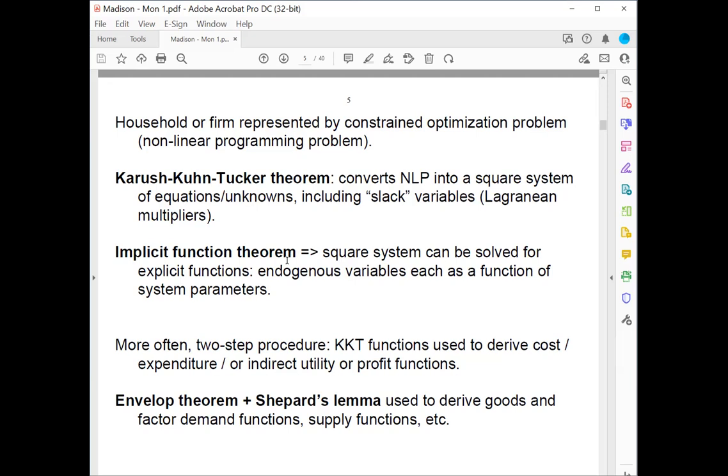The implicit function theorem basically says a square system can be solved for explicit functions, endogenous variables, each as a function of system parameters. Once you get past simple problems, I've never actually been able to make that work. And in some sense, if you're doing numerical simulations, there's no need to get closed form solutions for problems.